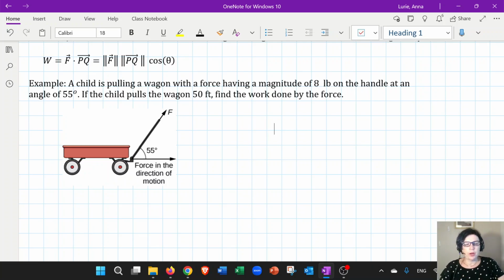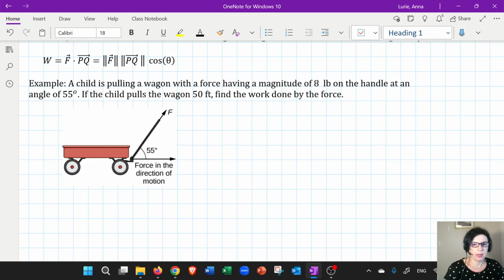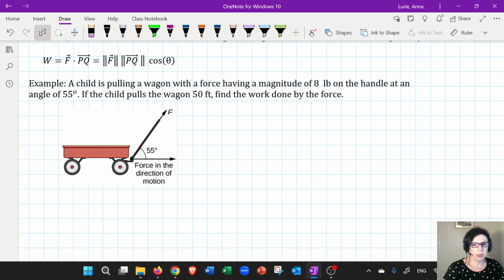In this video, we are going to take a look at an application of the work of a force formula. For the work of a force, we've got two different formulas that normally are used in the course. Number one is the formula through the dot product. So this would be this formula.